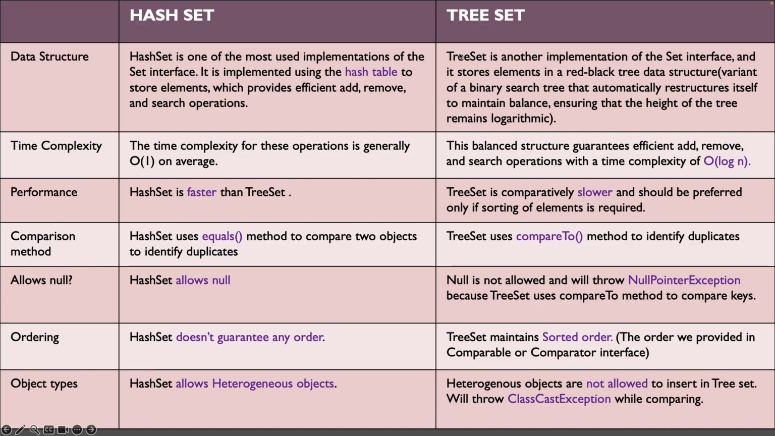TreeSet. The underlying data structure of the TreeSet is the red-black tree. It is nothing but a binary search tree which will automatically restructure itself to maintain the balance of the tree so that the height of the tree remains logarithmic.